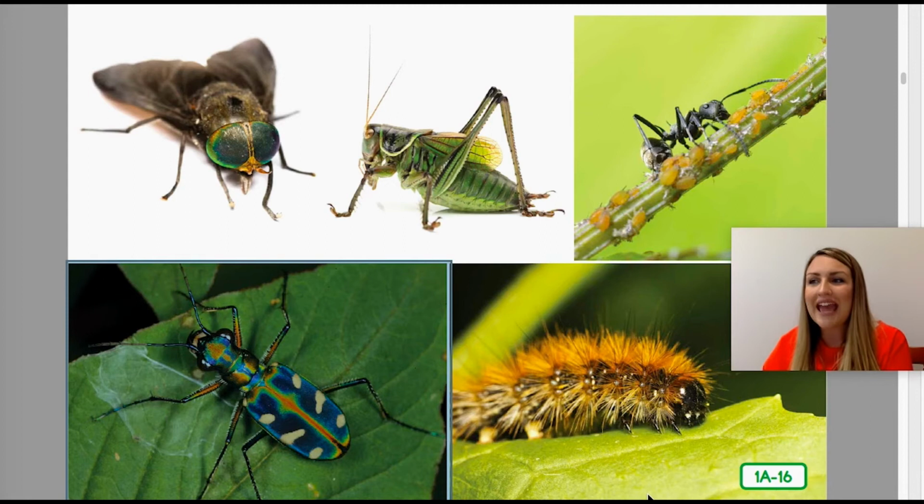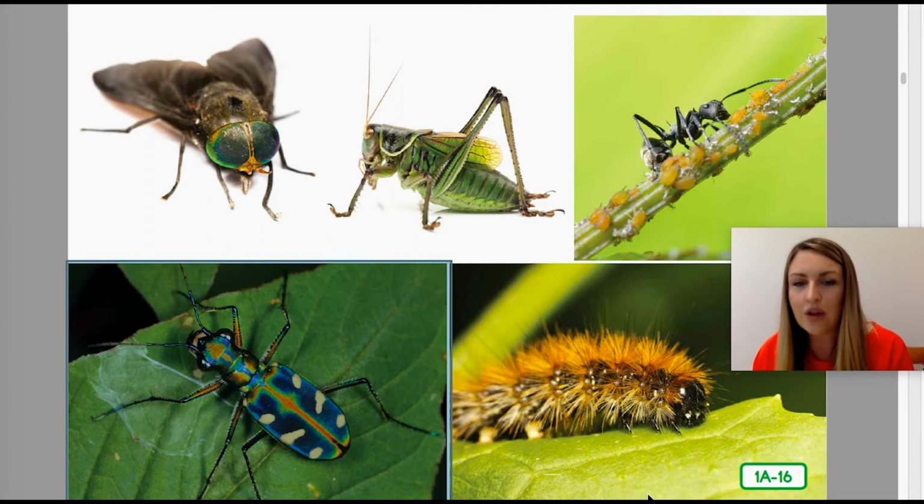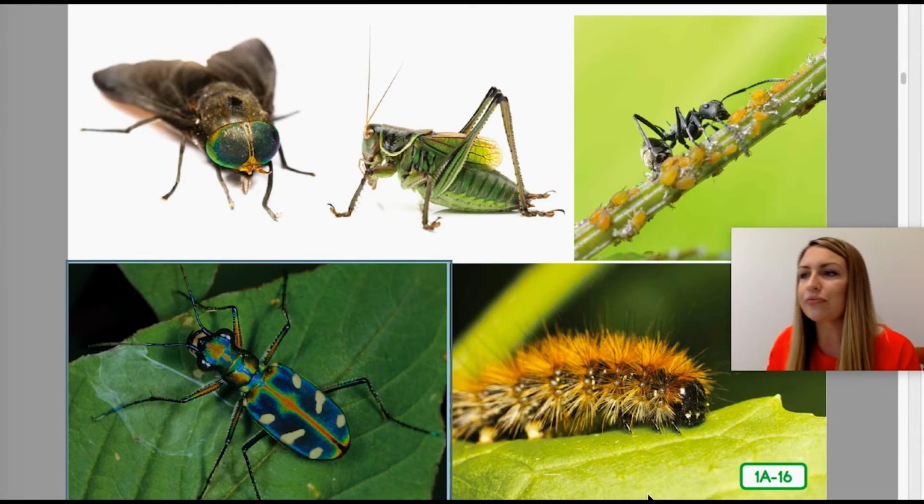Now today, we're gonna learn what all insects have in common. And the last time we read, you made a prediction about how all insects are alike and what they have in common. So before we read today, I want you to revisit that prediction. And if you haven't yet made a prediction, we're going to make one right now.